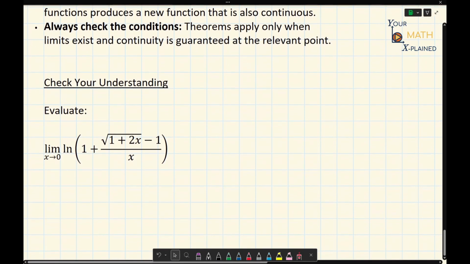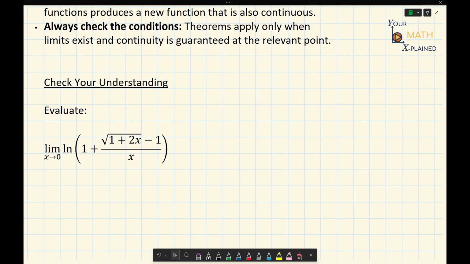And now, it is your turn to give this a try. Can you evaluate the limit shown on the screen here?